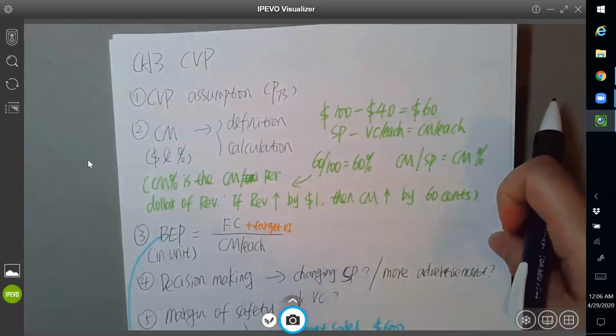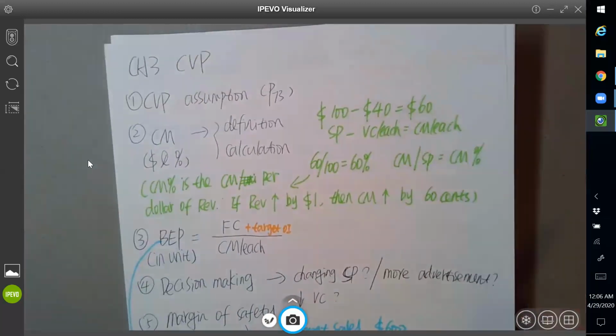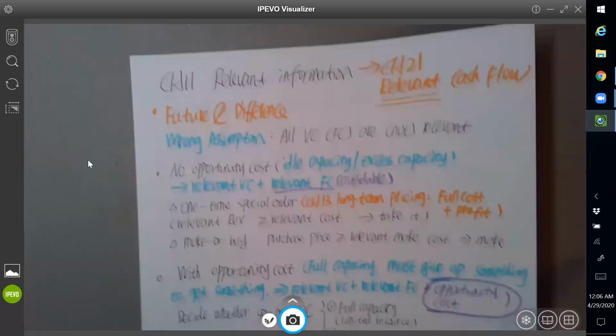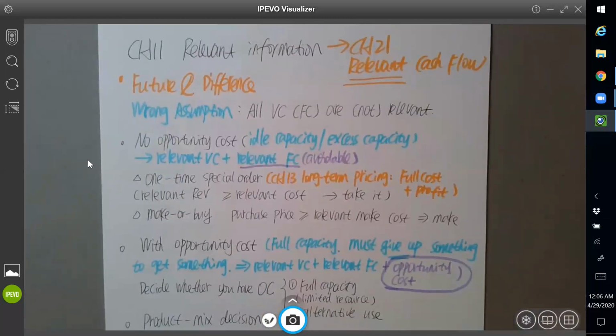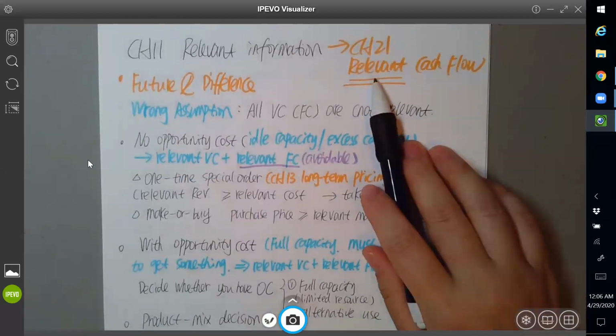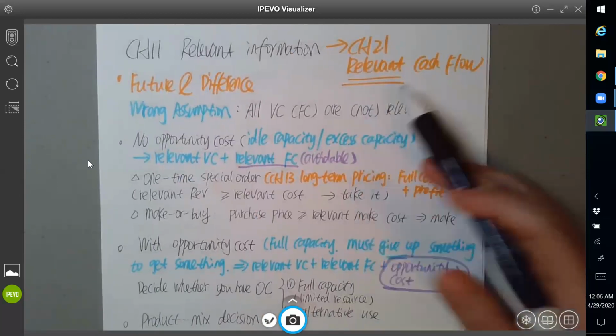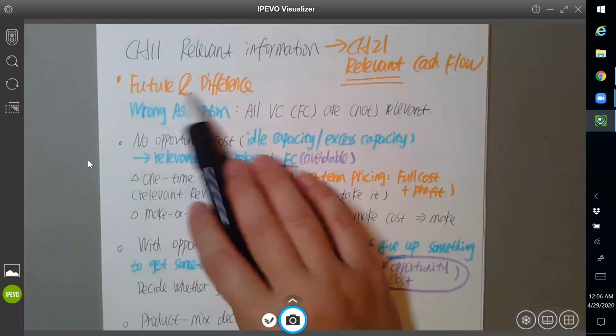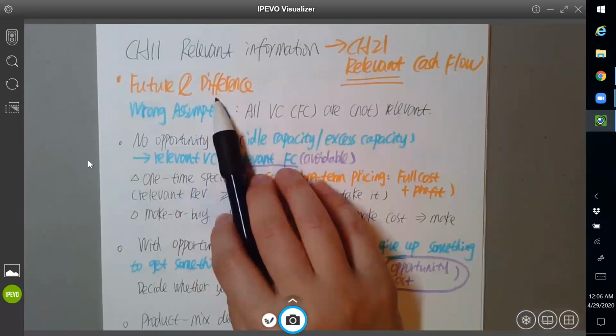I don't worry too much, just be very careful when you do the calculation. Chapter 11 is also an important chapter, especially because we use that concept again in chapter 21 when we talk about relevant cash flows. So you have to know the meaning of relevant. You have to meet both of these, right? It happens in the future and makes a difference.